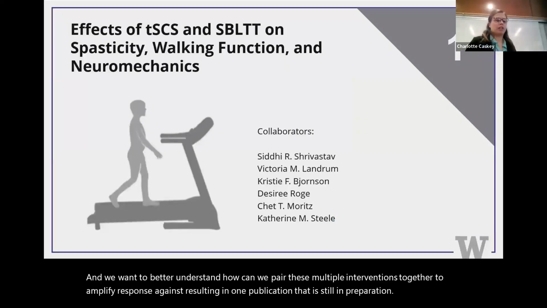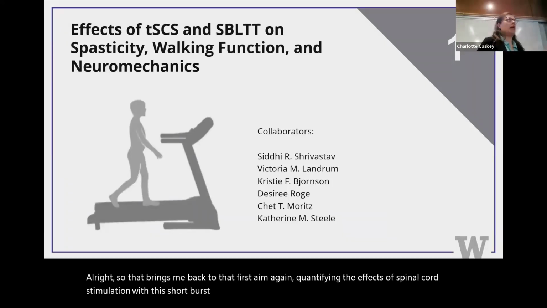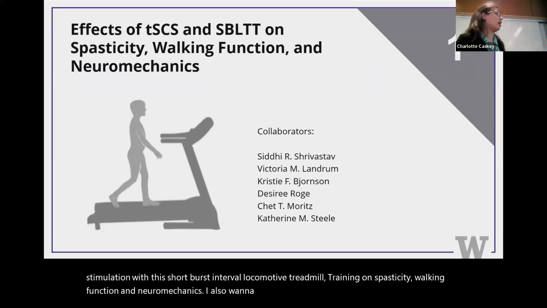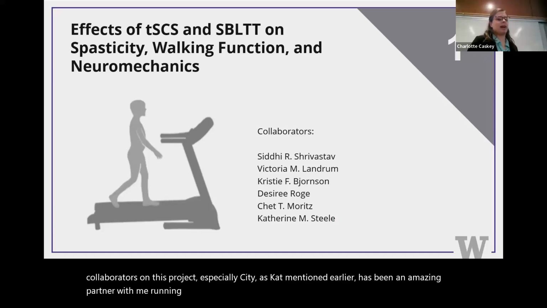All right, so that brings me back to that first aim, again, quantifying the effects of spinal cord stimulation with this short burst interval locomotor treadmill training on spasticity, walking function, and neuromechanics. I also want to take a moment to give a shout out to my amazing collaborators on this project, especially City, as Kat mentioned earlier, who has been an amazing partner with me running these AMP Lab sessions throughout the past 5 years at this point.